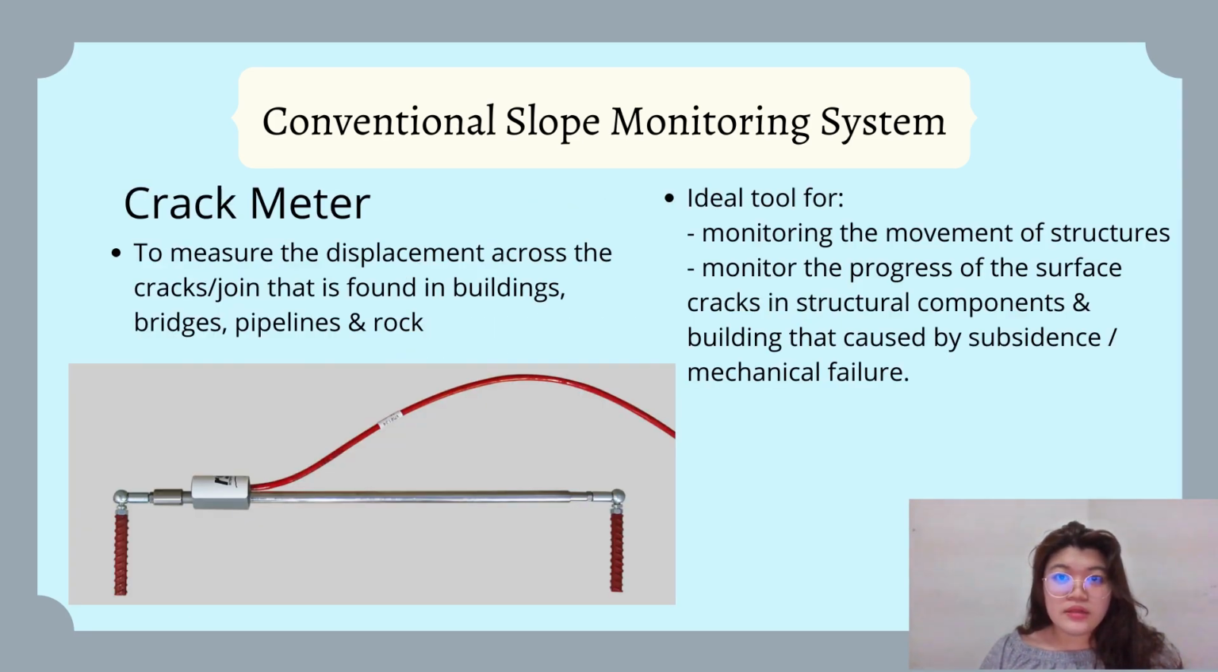Crack meter. The function of crack meter is to measure the displacement across the crack or joints that is found in building, bridge, pipeline, and rocks. It is an ideal tool for monitoring the movement of building structures, and secondly to monitor the progress of surface cracks in structural components and buildings caused by subsidence or mechanical failure.